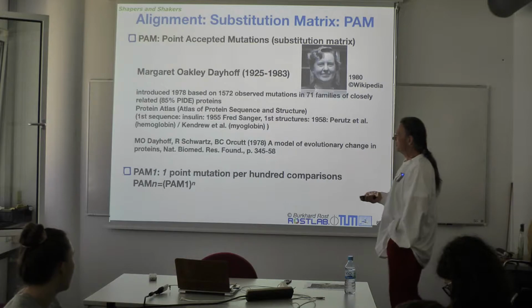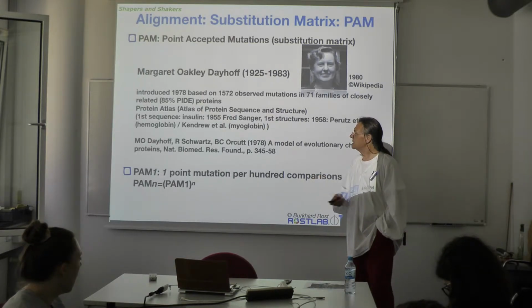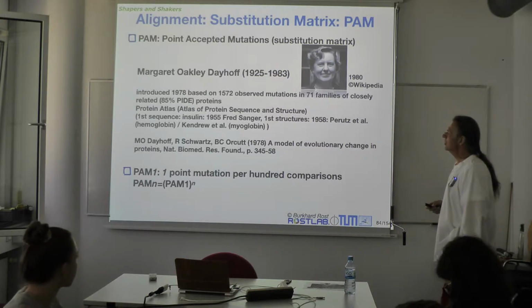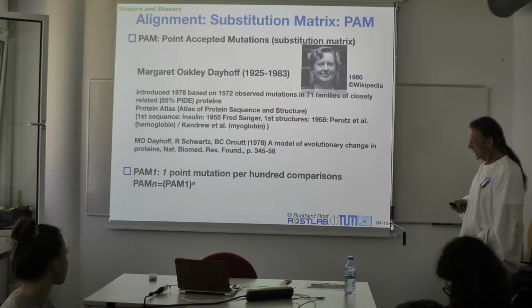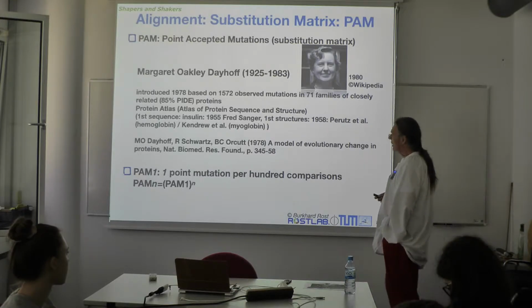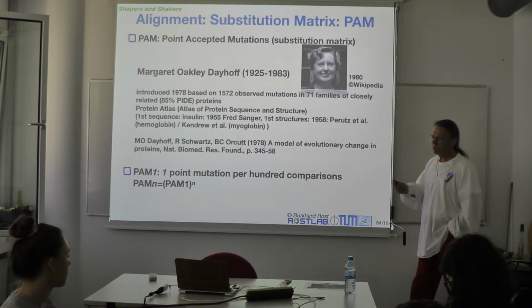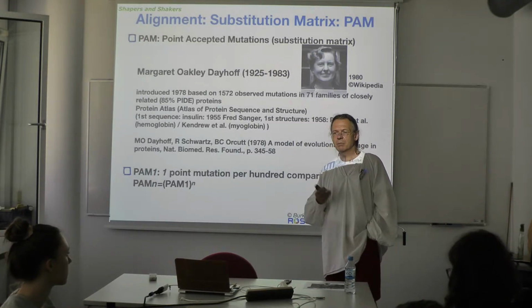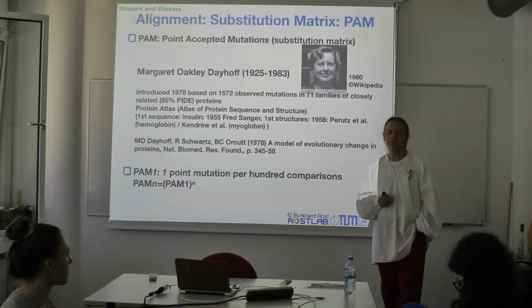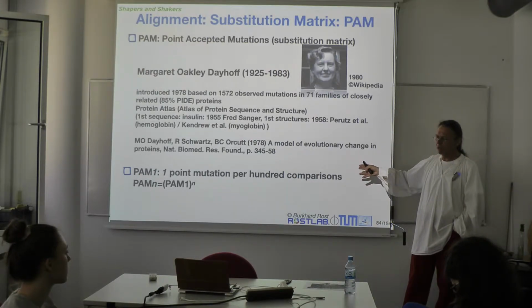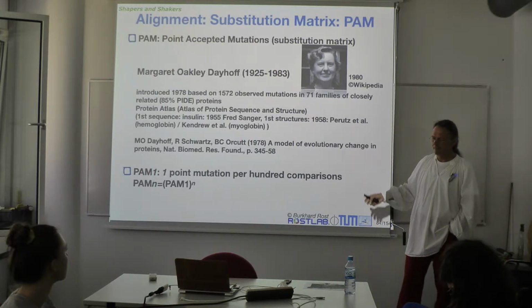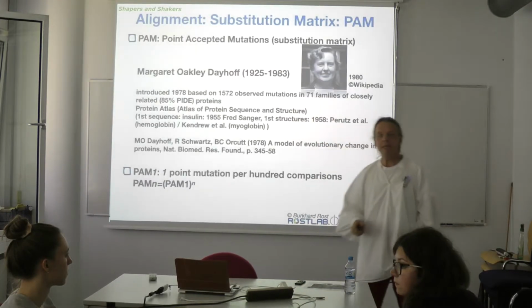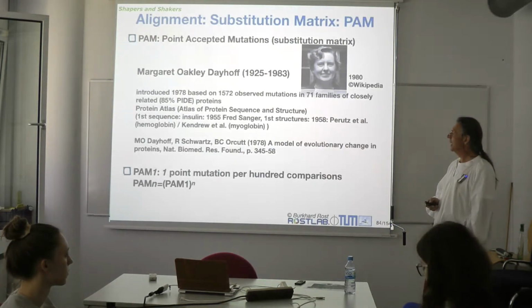100 comparisons. PAM matrices are still heavily used by people who do evolutionarily motivated comparison of proteins. They are not used by people who use protein sequence, protein structure comparison, or protein function, to try to infer protein structure or function. But the Wikipedia is not reflecting that truth.